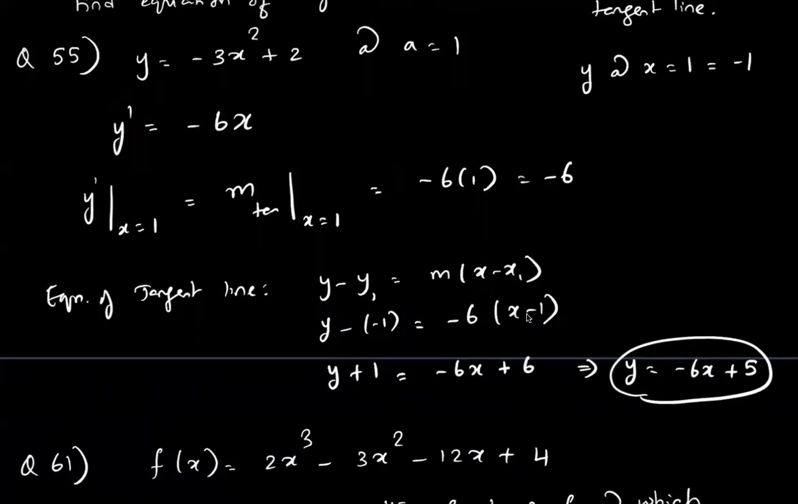Okay, so now if you were to graph this, how will this look? Negative 3x squared plus 2 graph is going to be something like this, right? And negative 6x plus 5. So this is at a equals 1. So 1, negative 1 is a value on your graph. So that's somewhere here, right? 1, negative 1 is here. And then the equation of the tangent line was negative 6x plus 5. So your tangent line is probably going to go like this, right? So this is a badly drawn graph, but this is how it will be. And you can check that on your Desmos, okay?